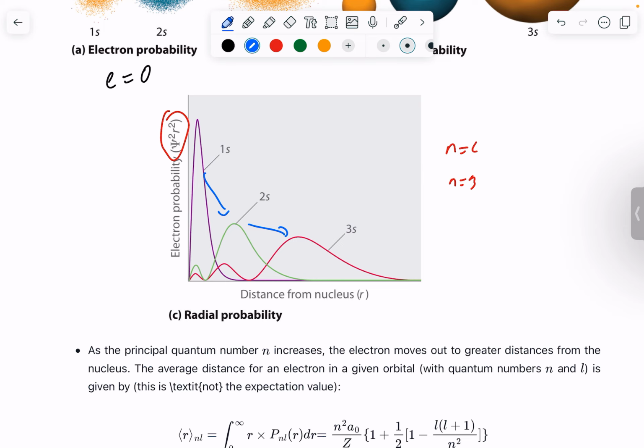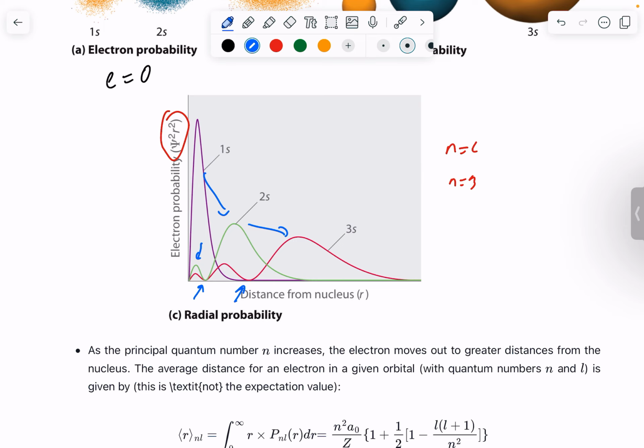So what's the other feature to notice here? Oops, I dropped my iPad pen. I'm going to grab it. The other feature you notice is that you have these nodal points and you have some local peaks for every single orbital.